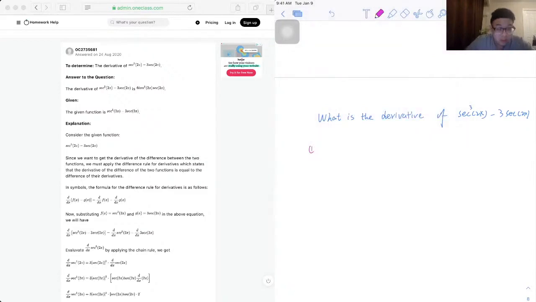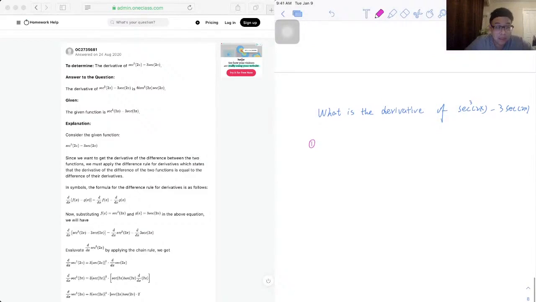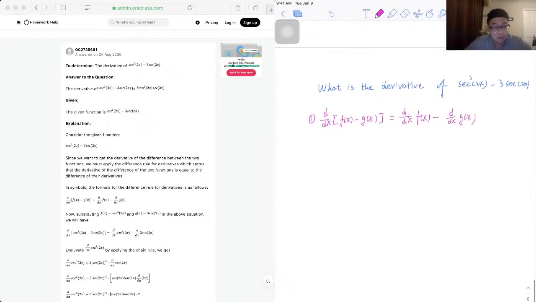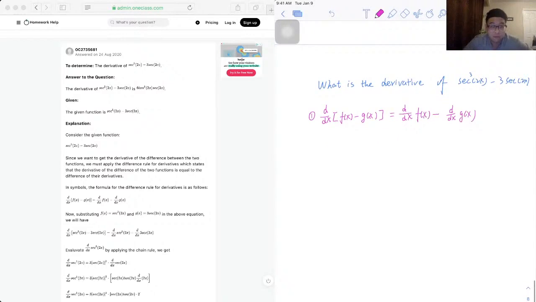The first thing is the difference rule for derivatives, which is given by d/dx of f(x) minus g(x), where we have two functions f(x) and g(x), and this is going to be equal to d/dx f(x) minus d/dx g(x). So that's the difference rule for derivatives.